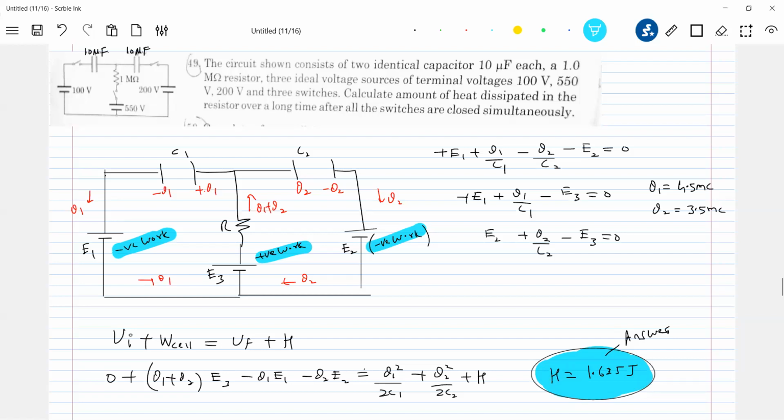Capacitors are ideal. So in the circuit it is only R. The resistance of the circuit is R, so all the heat generated will be across R only. Remaining all, the wires are ideal. All the wires are ideal. Okay, fine. This is what you should write: H across R. I think I made things very clear.